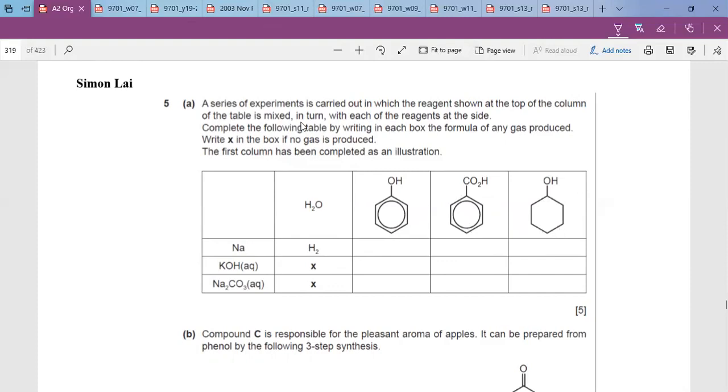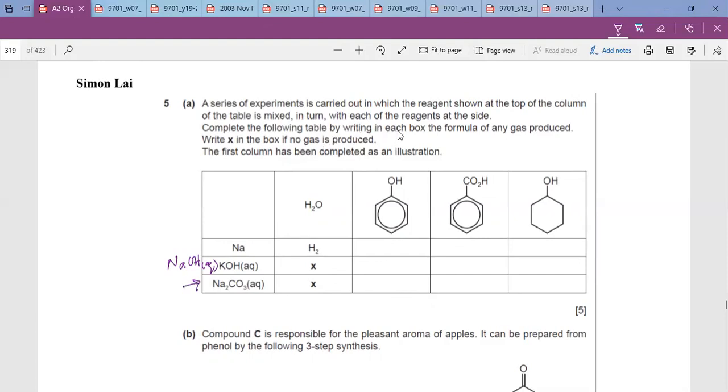On top of the column table, it's mixed in turn with each of the reagents on the side. Now, this potassium hydroxide is just a change, just to trick you. It's just like sodium hydroxide, it's okay. So that means there's water here. And then sodium carbonate. All three are given.